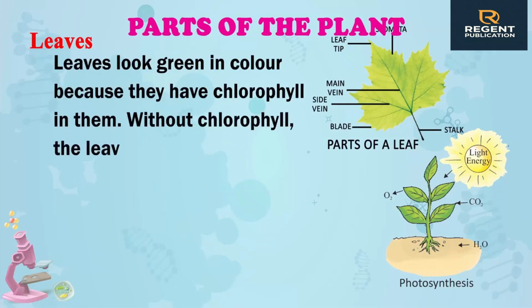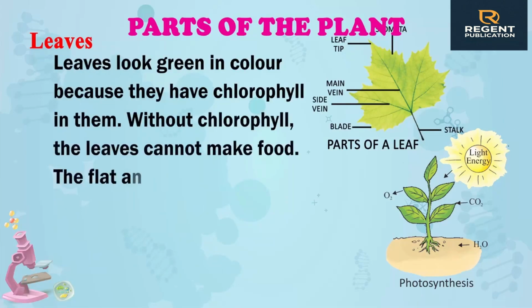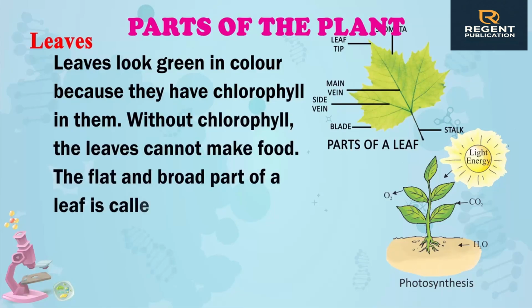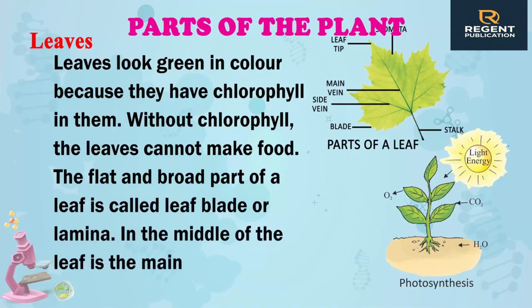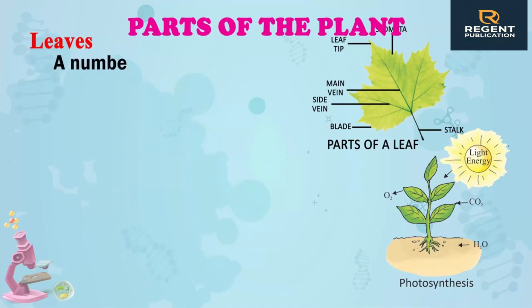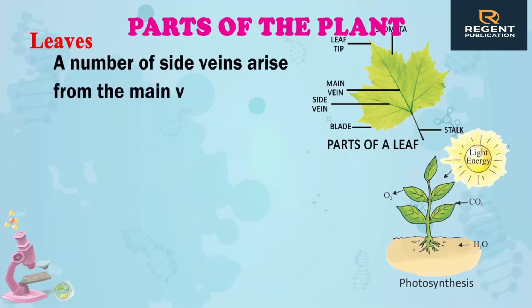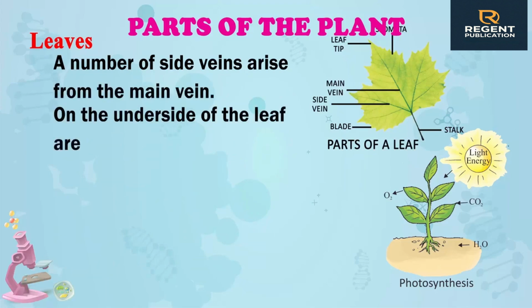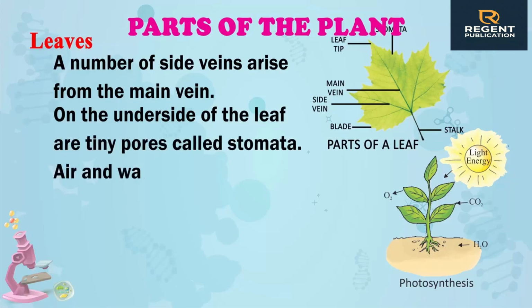The flat and broad part of a leaf is called the leaf blade or lamina. In the middle of the leaf is the main vein. A number of side veins arise from the main vein. On the other side of the leaf are tiny pores called stomata. Air and water can pass through these pores.